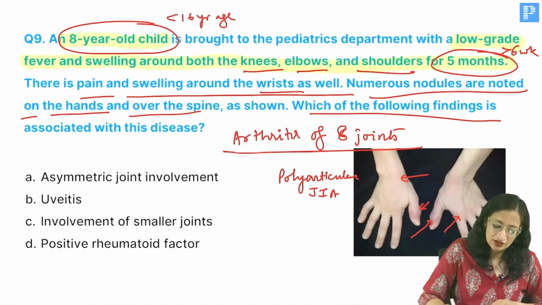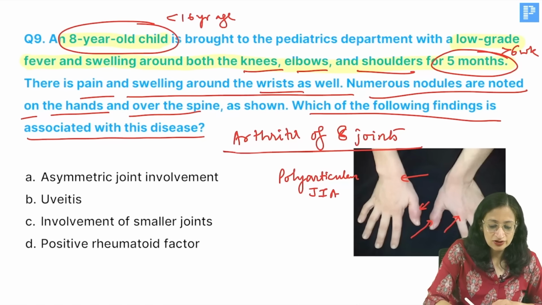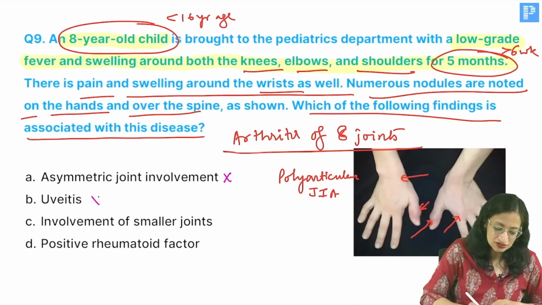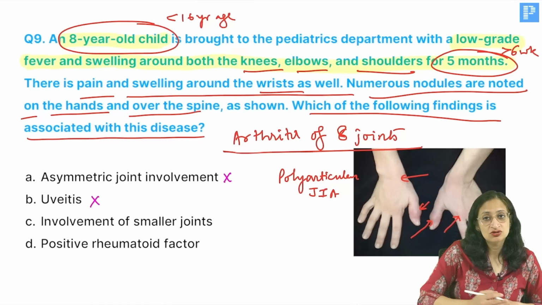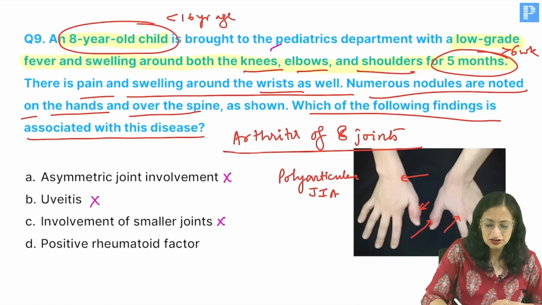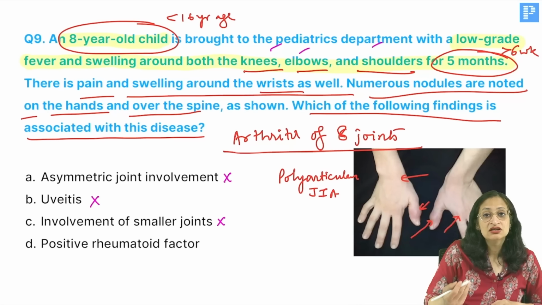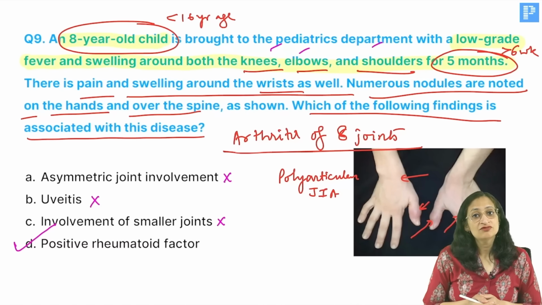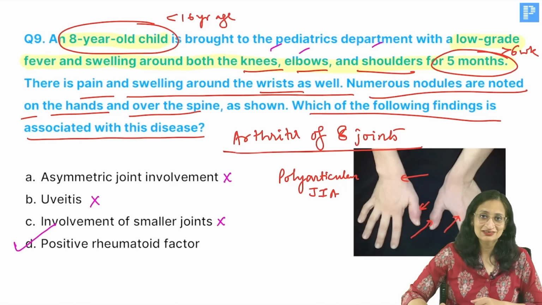So which of the following findings is associated with this disease? Asymmetrical involvement, no. Usually here we can see that both knees, both elbows, both shoulders, both wrists are involved, so asymmetric joint involvement is not there. Uveitis is usually associated with oligoarticular JIA, as we already mentioned. Involvement of smaller joints, yes, to some extent it is there, but larger joints like knee, elbow, shoulders are also involved. The best answer here is positive rheumatoid factor. So remember we said rheumatoid factor positive polyarthritis has got rheumatoid nodules, right?